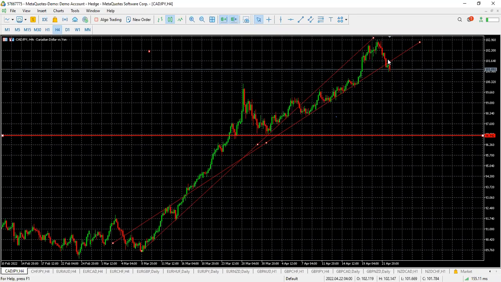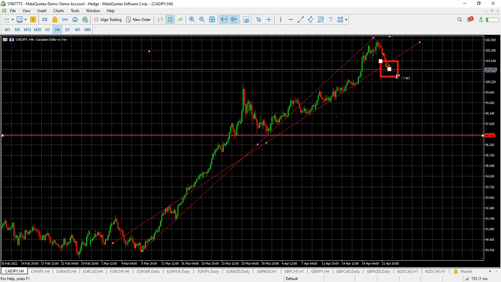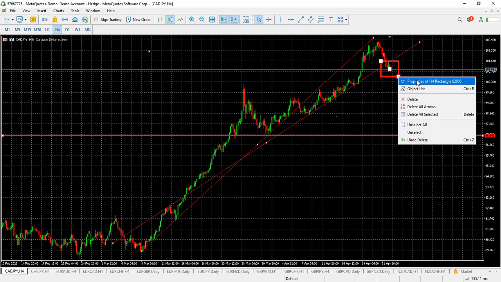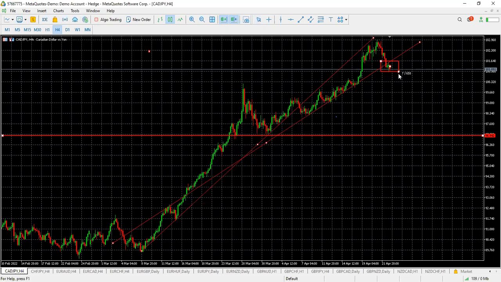Now, this trend is broken here. Let me pick up an object. This trend is broken here. It's broken at this zone. So now what happens next? What do we do next?